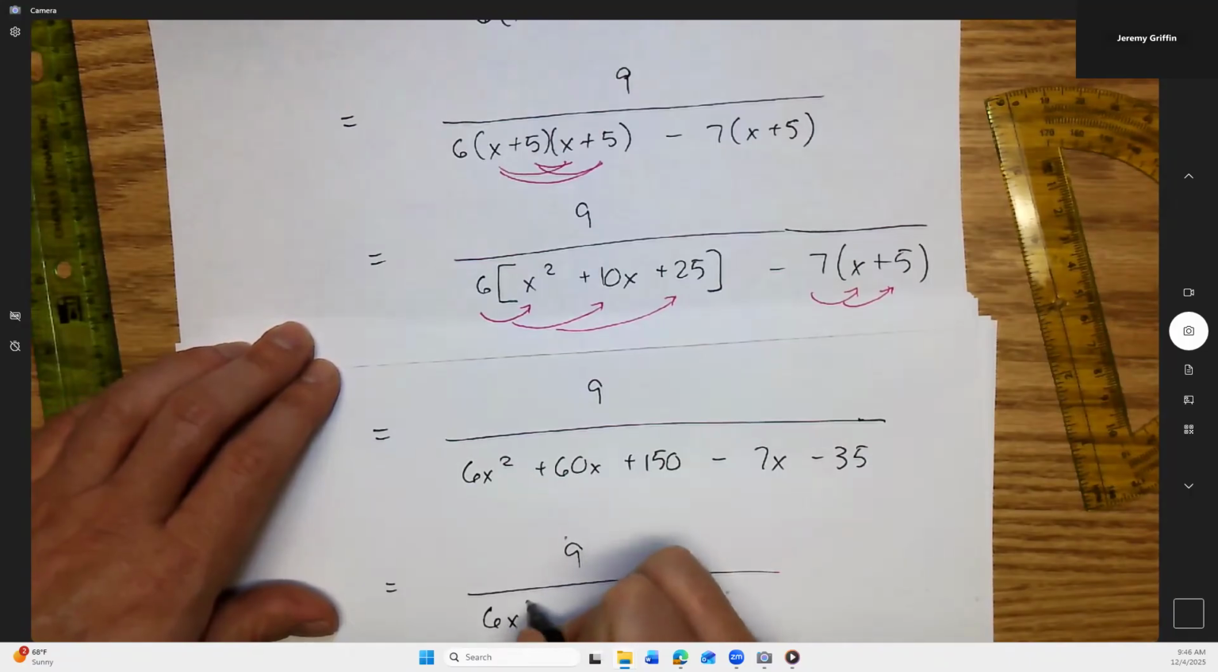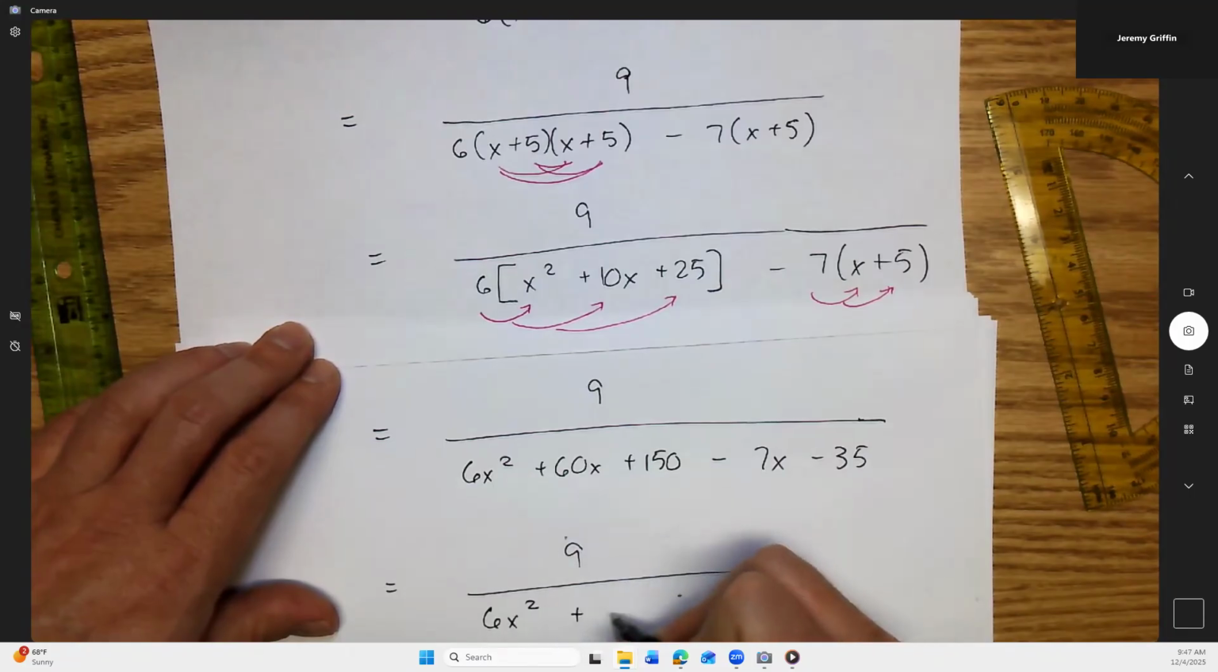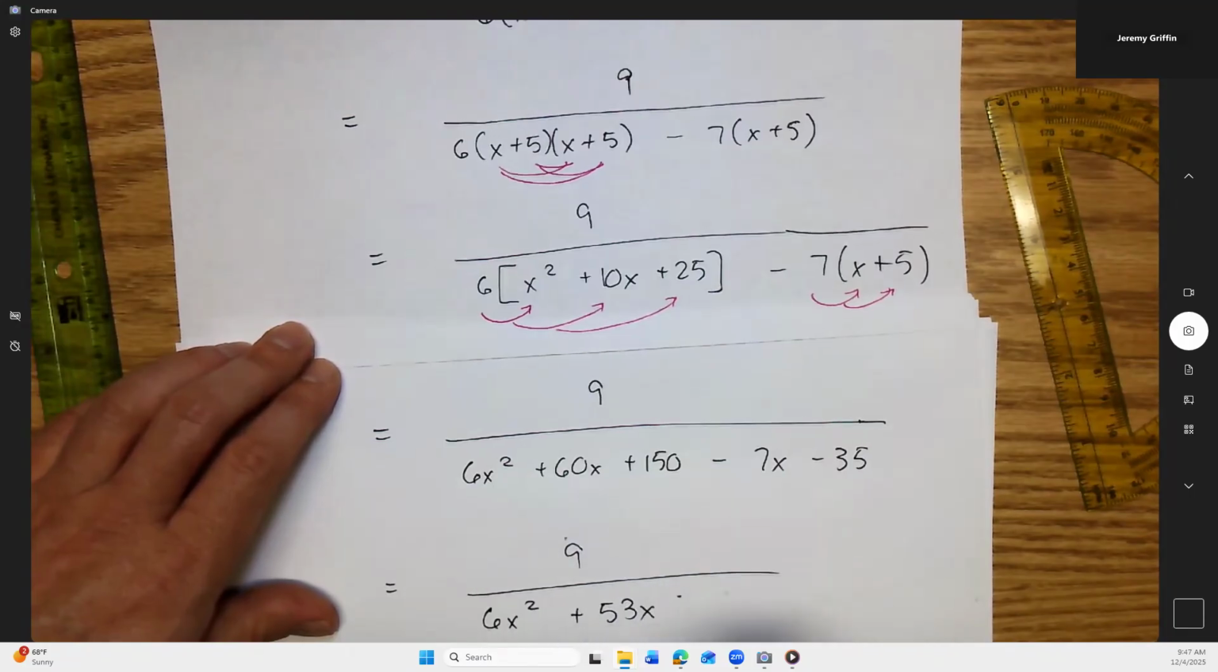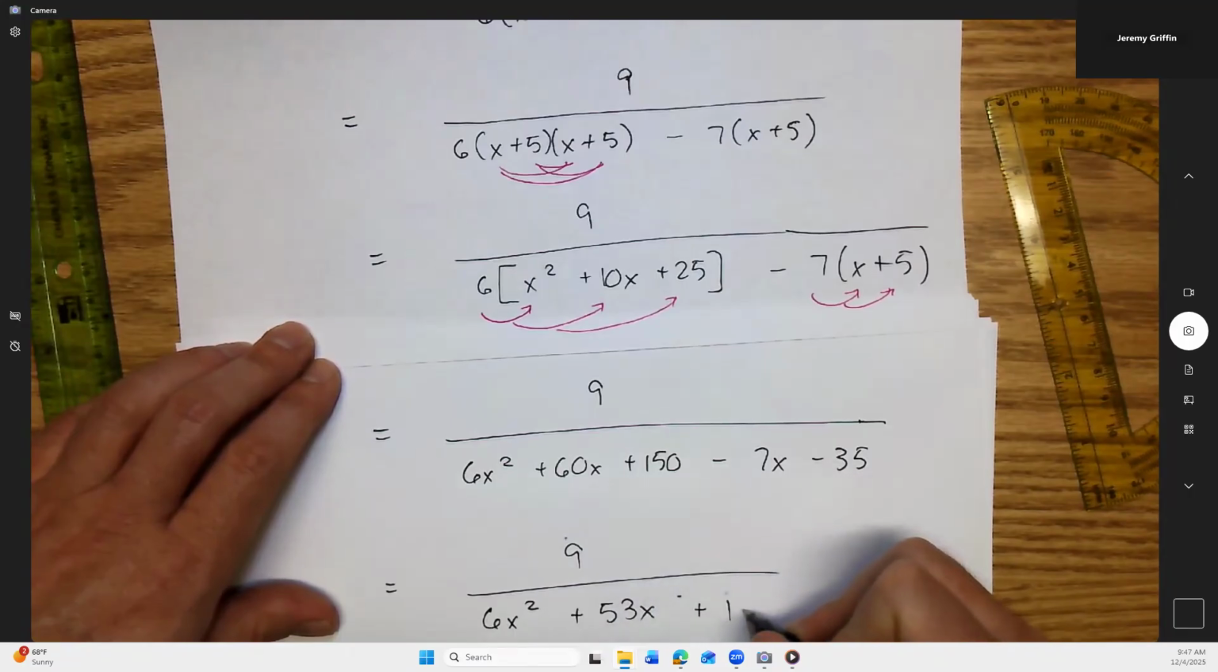So the 6x squared stays here. 60x minus 7x would be plus 53x. Then 150 minus 35 is 115. Like that. That should be the answer right there.